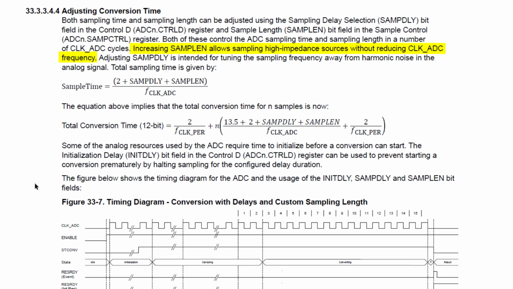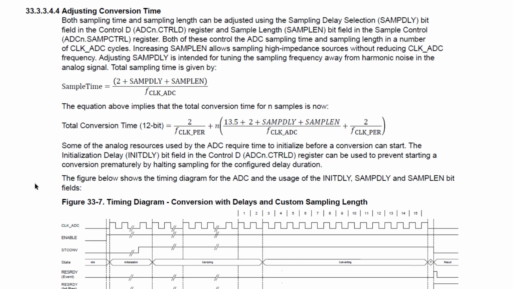In this case, the user would need to calculate the total input impedance to determine how long it would take for the sampling capacitor to fully charge and make sure that the time they use for the sampling length meets or exceeds that time. The advantage of using this is that the user does not need to reduce the ADC clock frequency. Adjusting the sampling delay allows the user to tune the sampling frequency away from any harmonic noise in the analog signal.